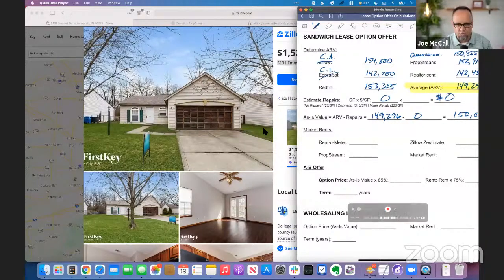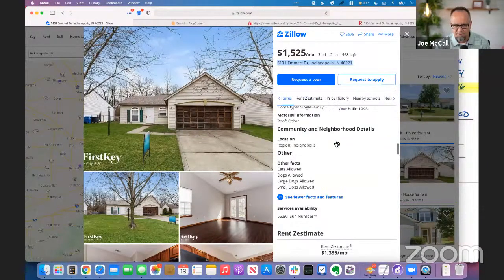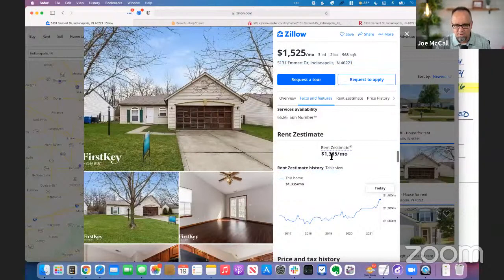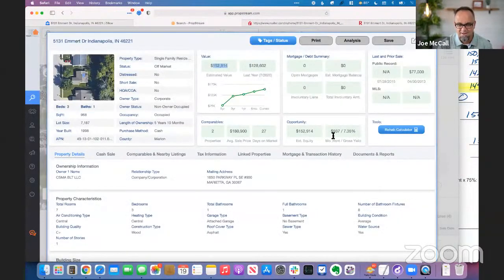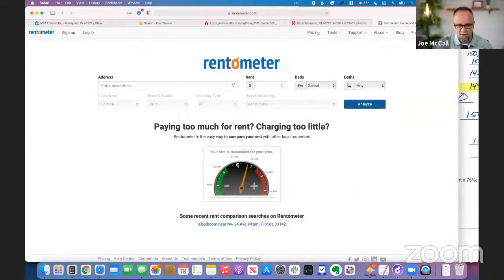Now they are saying they're asking $1,525 a month. The rent Zestimate, if it gives it to you, sometimes it does, sometimes it doesn't. They're doing $1,335 a month. Well, let's see what we got here. PropStream will tell you what they think it'll rent for. They're saying $937. This is one of those things you just kind of do a gut check, right? Let's look at Rentometer. This is a good tool. If you have never used it before, you should check it out. It's kind of free, but I think they let you try it for free for a little while.